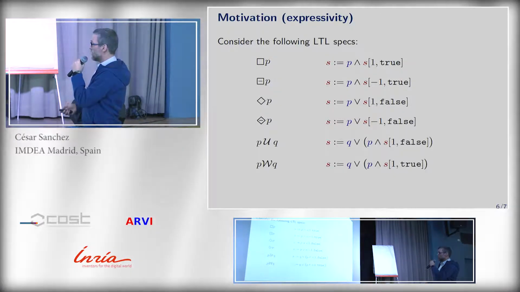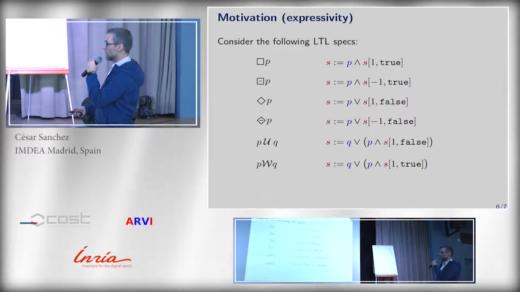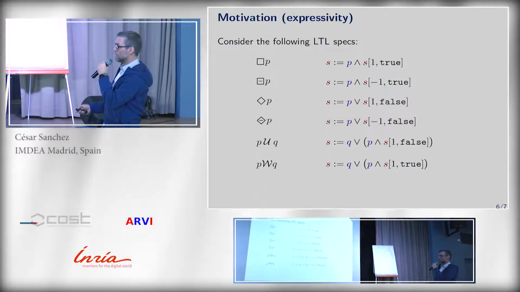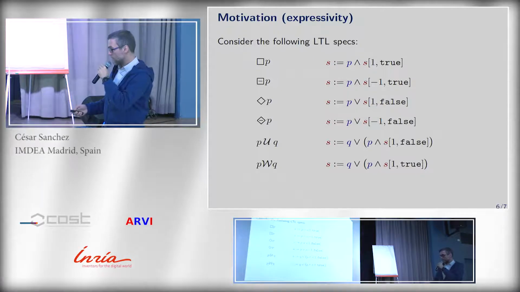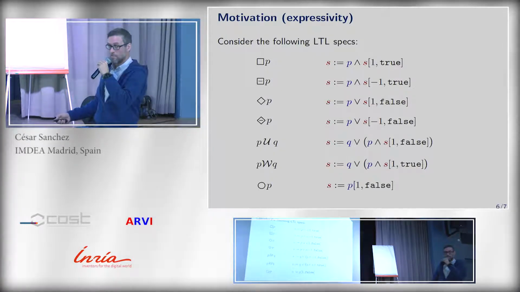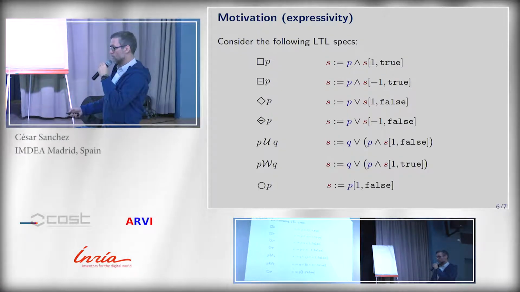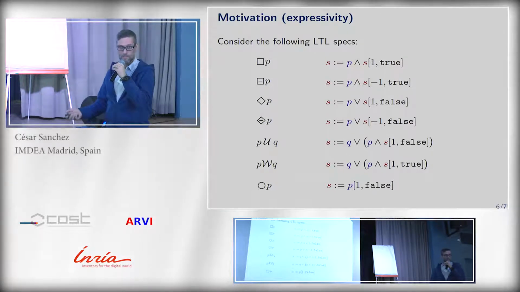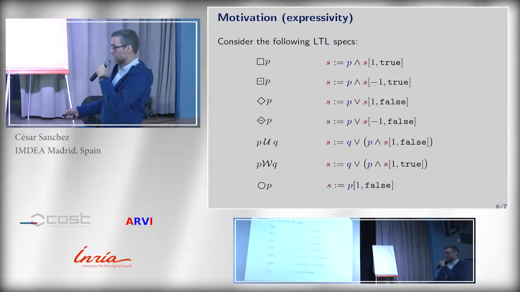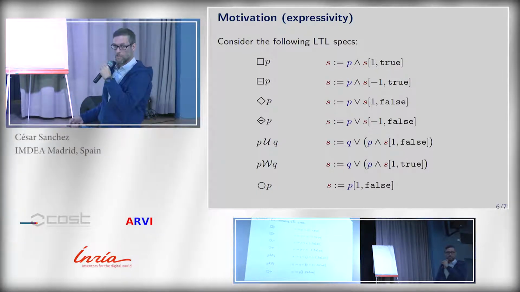All right, so until and wait for, the only difference is obviously the default value. In until you really want to see Q. In wait for, it's fine if you don't, as long as you see P. And of course, next is the easiest one. If you want the strict next, you need to have a P, and you need to have a next. Otherwise, you say false. The weaker version of next would be just having a true here.